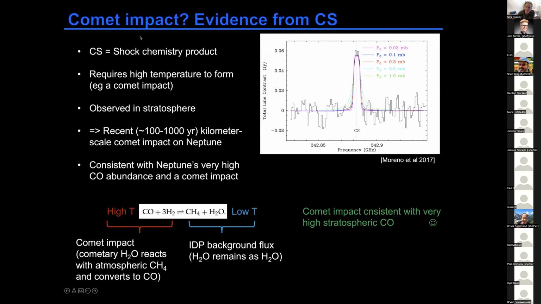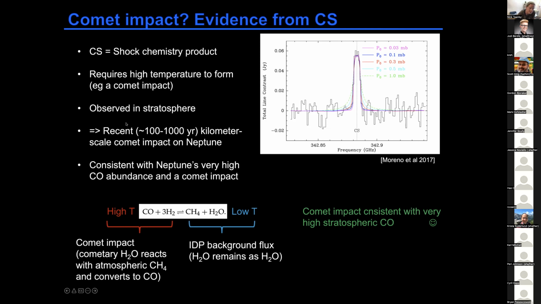So we can look for other species. Marino et al. did this and looked for carbon monosulfide, CS, which is also only really produced by shock chemistry in high temperature reactions. So that would also require some kind of comet impact. And they did detect this. It's quite a nice signature here.